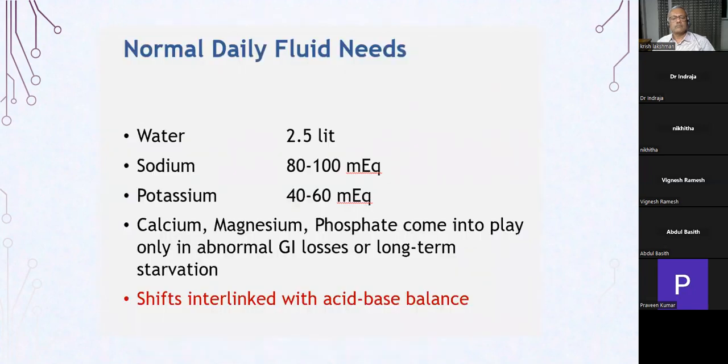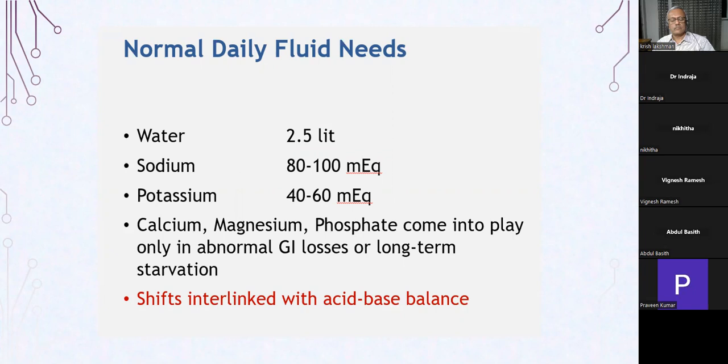So the normal daily fluid requirement is 2.5 liters of water per day, and 80 to 100 milliequivalents of sodium and 40 to 60 milliequivalents of potassium per day. Calcium, magnesium, and phosphate need not be supplemented on a general basis, but in the case of abnormal GI losses or long-term starvation, they need to be addressed.